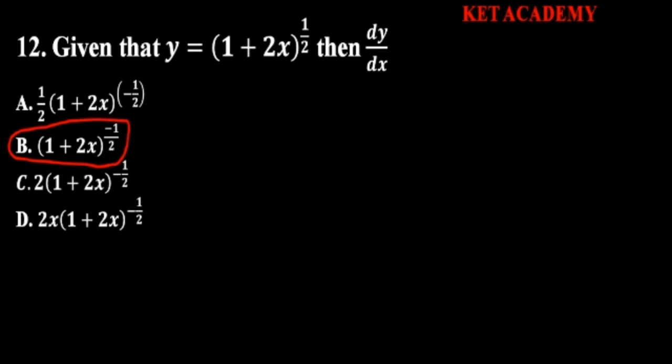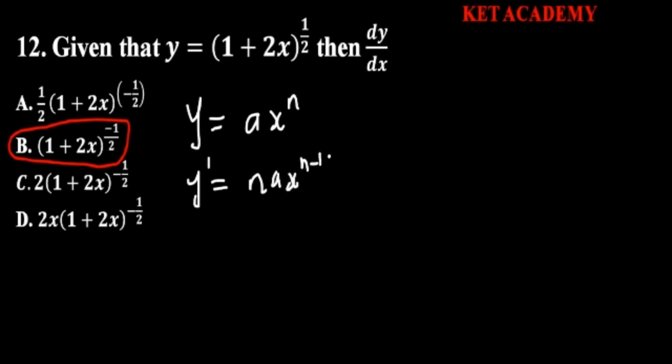Now for the second method, we have been given this function. What we are going to do is apply the general formula for differentiation. We know that if we have a function ax to the power n, then the first derivative, y bar, will simply be a n ax to the n minus 1. So this is the general formula.